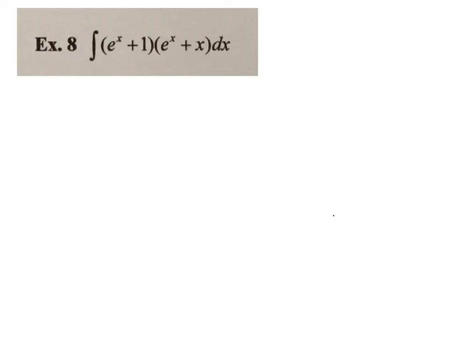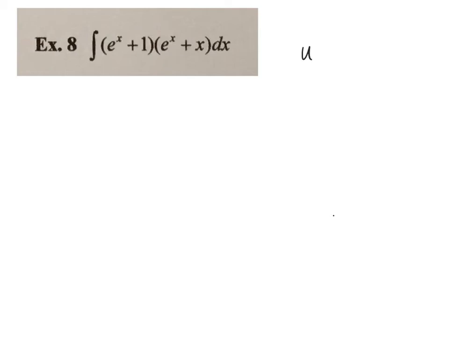So now let's see how we can use u substitution to find this integral. As you look at these two factors, e to the x plus 1 and e to the x plus x, as you're trying to decide which one we should use for u, think about their derivatives. And since the derivative of e to the x plus x is going to be e to the x plus 1, that means our choice for u ought to be e to the x plus x.